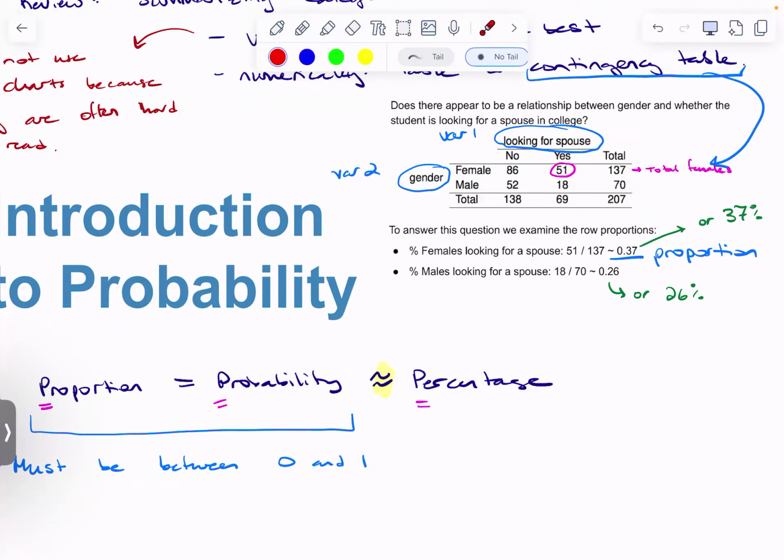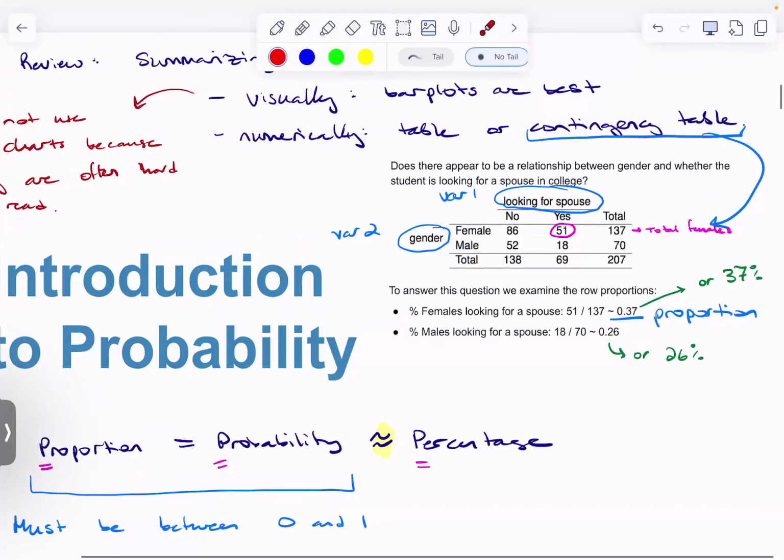How about out of the males? There's fewer males in our sample, right? But if we consider the proportion of males who are looking for a spouse, then these numbers are comparable. And so now I have 18 out of 70, which is roughly 26%. And the question was, does there appear to be a relationship between gender and whether the student is looking for a spouse in college?